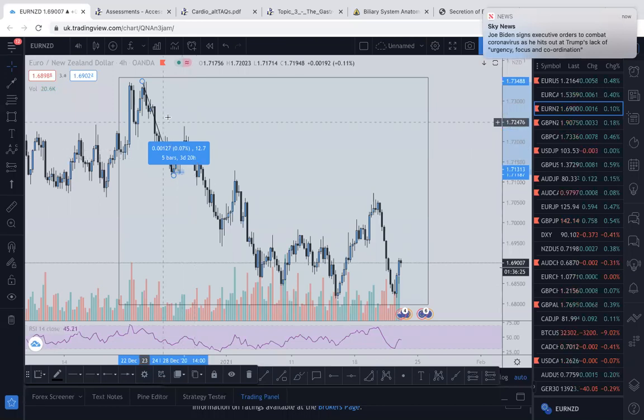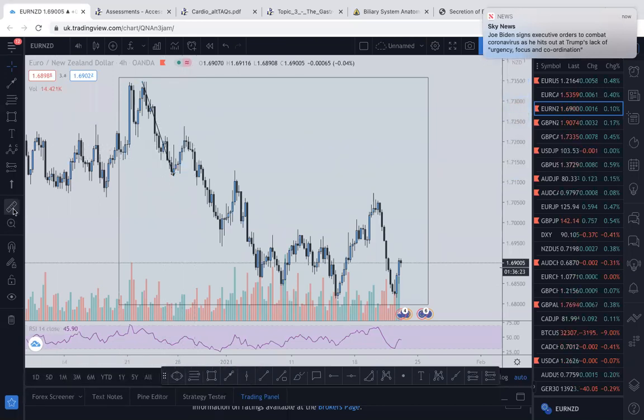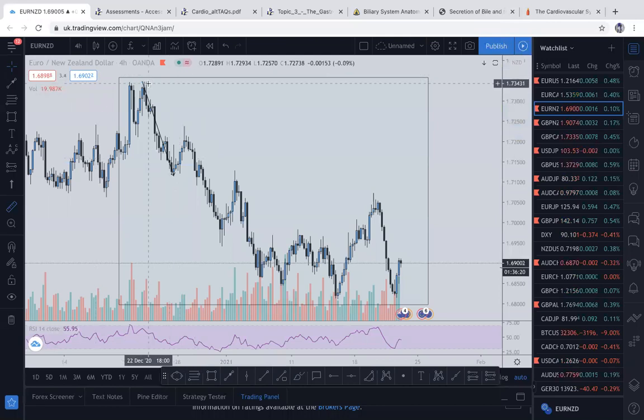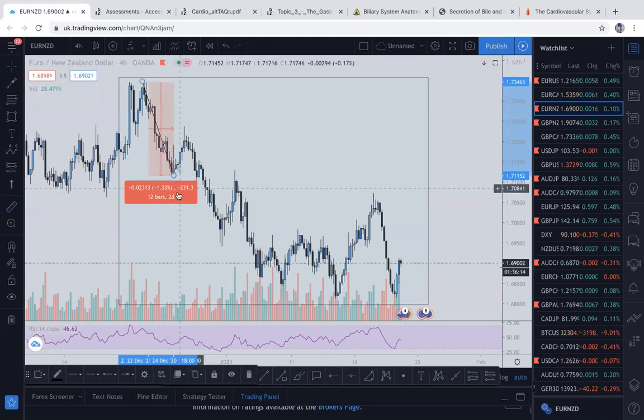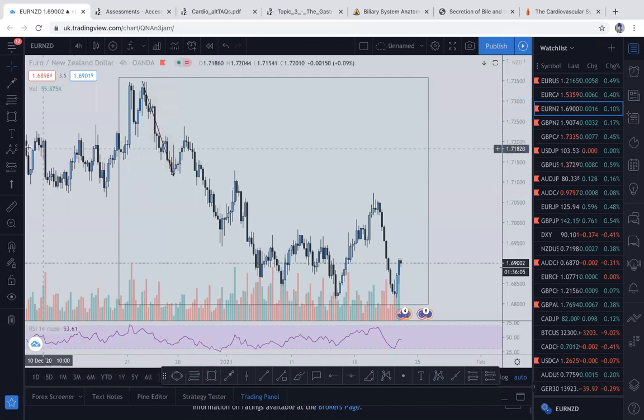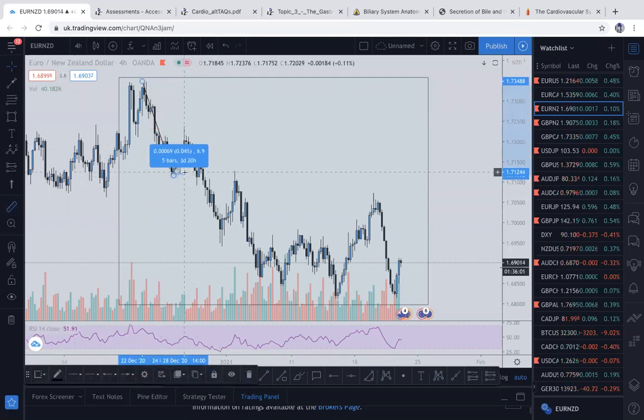If it's going to take you 3 days to make, how many pips is this? This is about 231 pips. If it's going to take you 12 bars, 2 days to make this amount of pips, why would you want to be taking the trades that will last you over 3 days and 20 hours to probably make just about half of it?